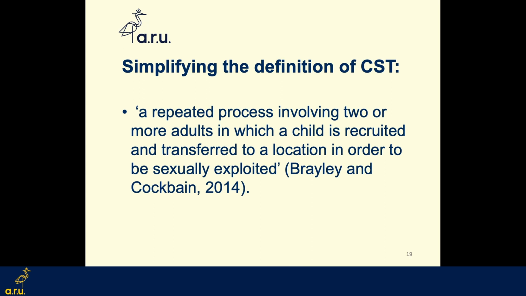But academics, Brayley and Cobain, have done some extensive work around this, and they've tied together a simplified definition: it is a repeated process involving two or more adults in which a child is recruited and transferred to a location in order to be sexually exploited. And that is a step in the right direction. It just takes time for governments and local authorities to establish policy around this. I mean, 10 years on from the Rochdale case, we still don't have a definition for this.